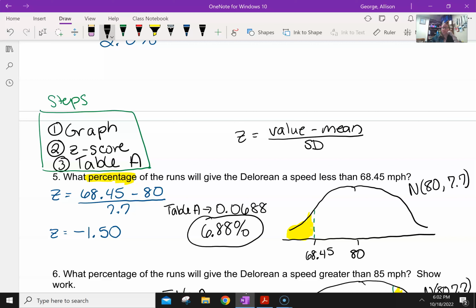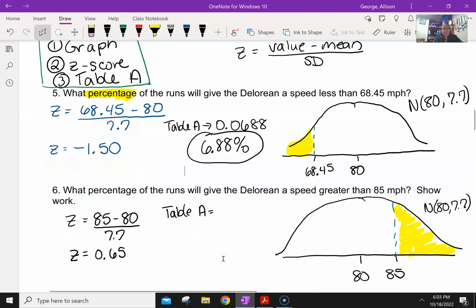Other place you could check is with your z-scores. So our value, 68.45, is below the mean. And z-scores that are below the mean should have a negative sign out front. So that's another place where you can stop and check yourself. That z-score should be negative. I look at our calculations, it was. So we're good to go. All right, so that's one way we could do a calculation.